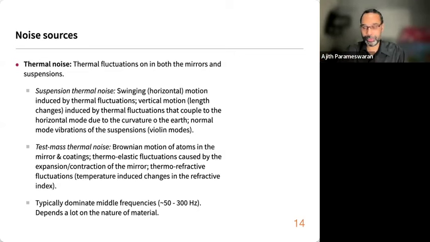The way to deal with this is to identify materials with very high quality factor, so that all these thermal vibrations are limited to some very narrow frequency band, which we don't care about.